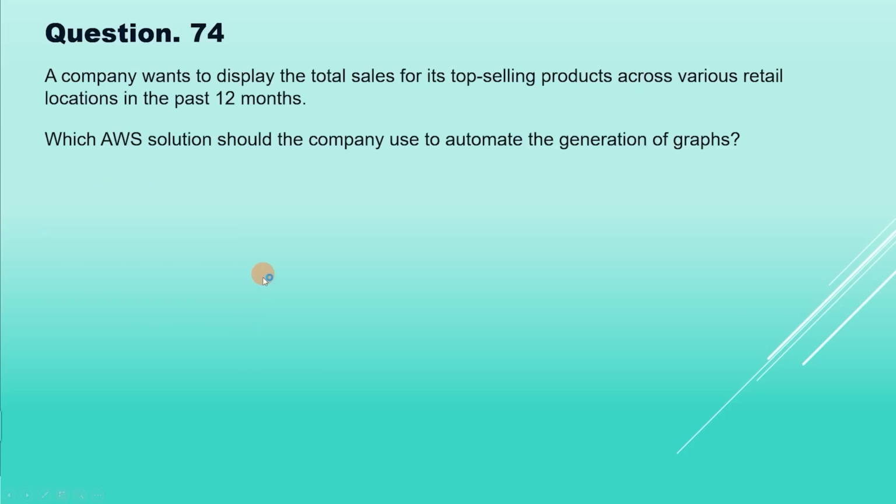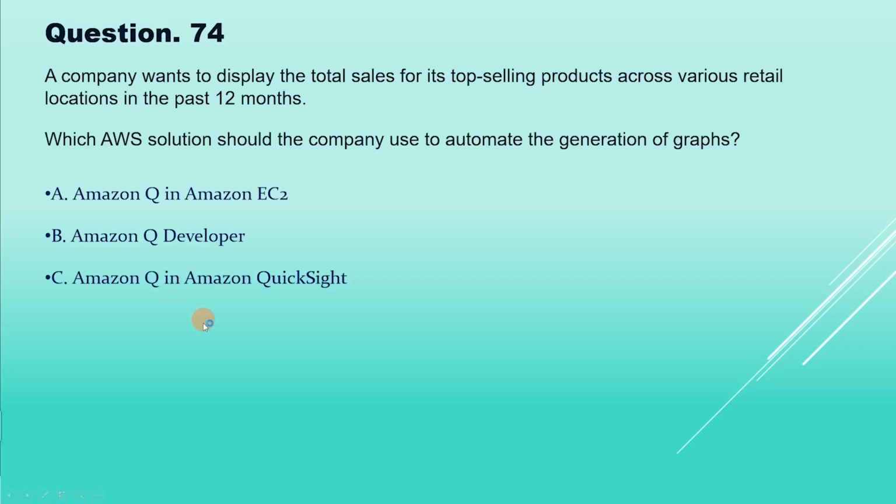Now question number 74. A company wants to display the total sales for its top selling product across various retail locations in the past 12 months. Which AWS solution should the company use to automate the generation of graphs? Here are the options: Amazon Q in Amazon EC2, Amazon Q Developer, Amazon Q in Amazon QuickSight, option D Amazon Q in AWS Chatbot. Take your time to guess the correct answer.